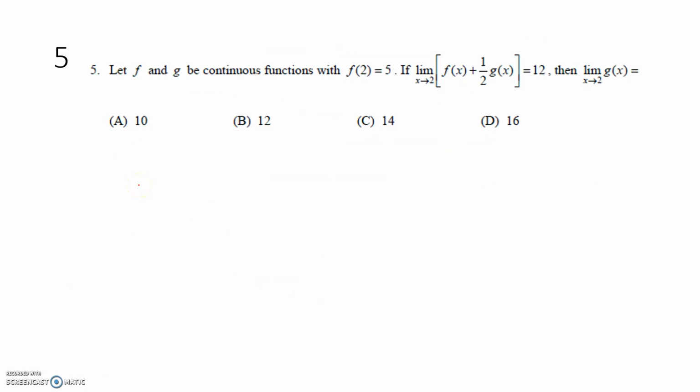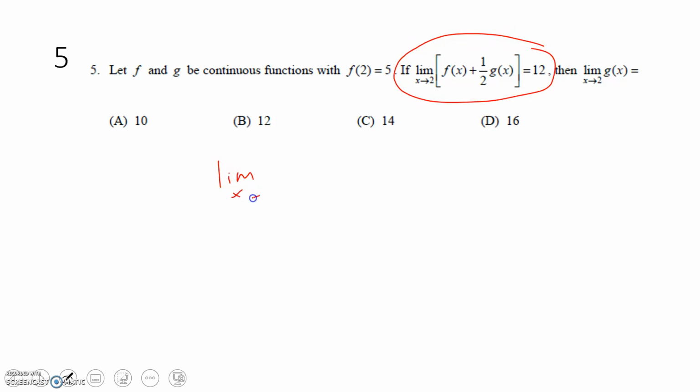All right, question 5. Let f and g be continuous functions, with f of 2 being 5. If the limit as x approaches 2 of f of x plus 1/2 g of x is 12, then the limit of g of x as x approaches 2 is what? So what we're going to do here is play with our properties of limits.